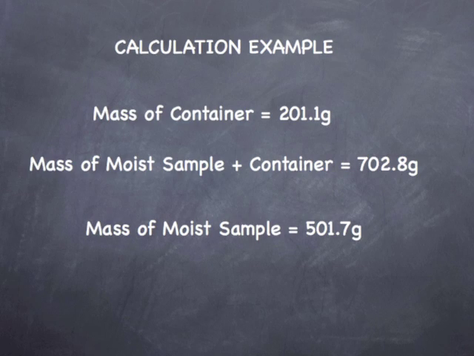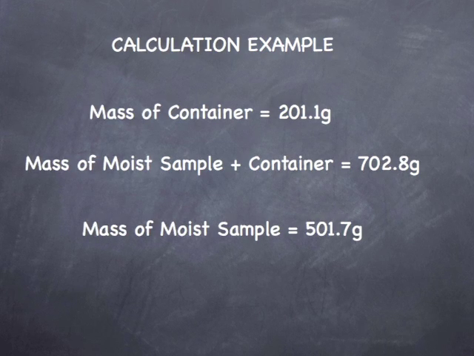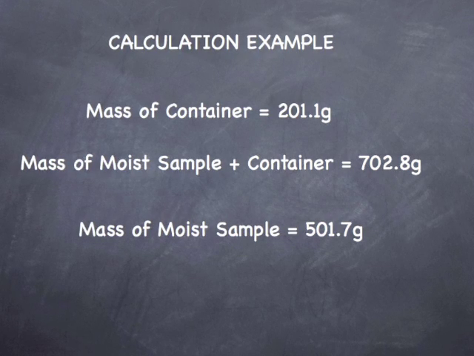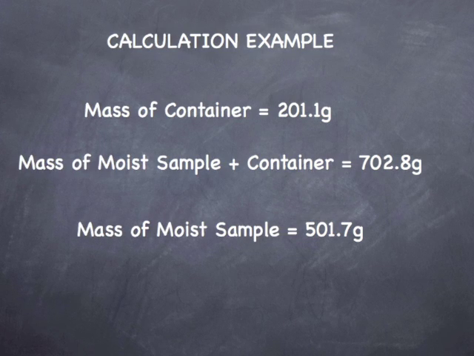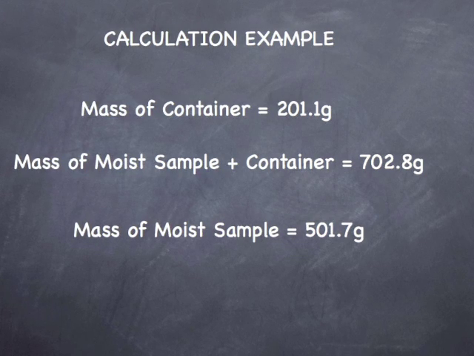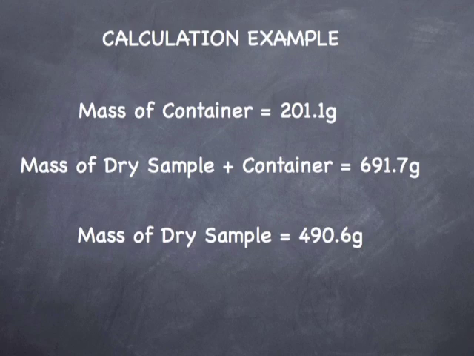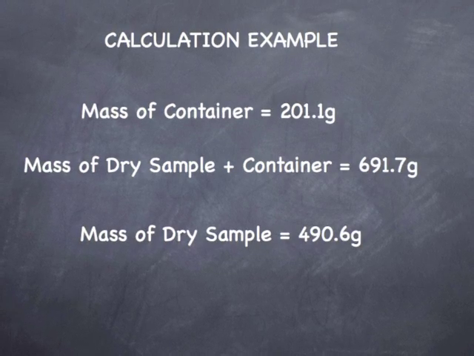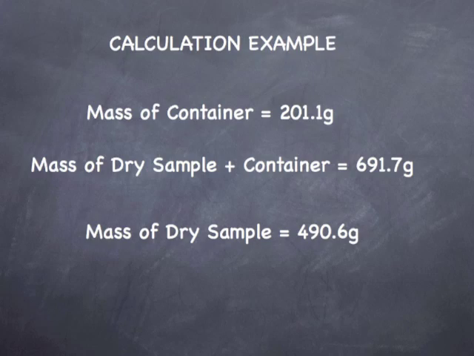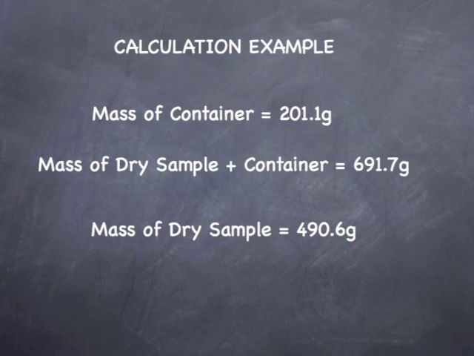Before we proceed, let's review our moist sample weights. Again, the container weighed 201.1 grams. The weight of the container plus the moist sample weighed 702.8 grams, giving us a weight of just the moist sample of 501.7 grams. And for our dry sample, the container was 201.1 grams, while the mass of the dry sample with the container was 691.7 grams, giving us a mass of just the dry sample of 490.6 grams.